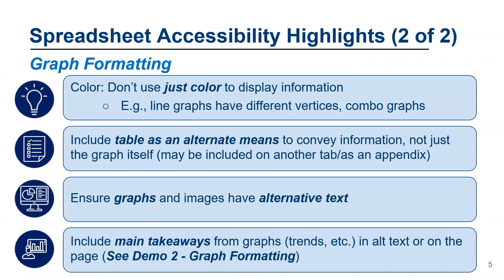Next thing is use a table as an alternative means. If there's a lot of information in the graph and it's not easy to convey in alt text, which any relatively involved graphic will have, with a lot of different points and a lot of different series, like lines or bars for a bar graph, a way to provide an equivalent means of presenting that information is including a table, or presenting it right next to the graphic itself. So you have an easy way to reference the information.